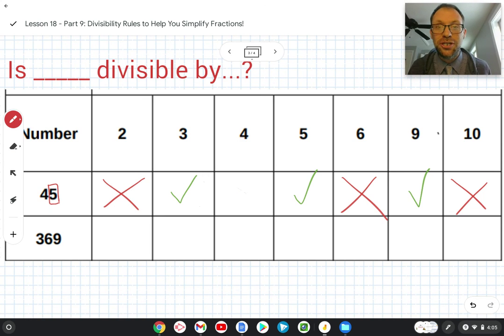This is exactly what you're going to do with your work today. You're going to take a number and test it for all these divisibility rules. Okay. Oh, do you want to do 4? I suppose we could do 4, right?